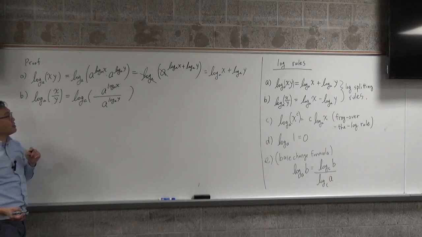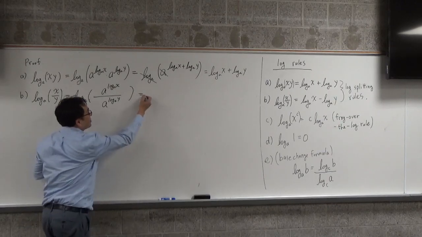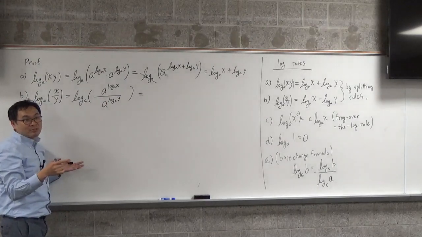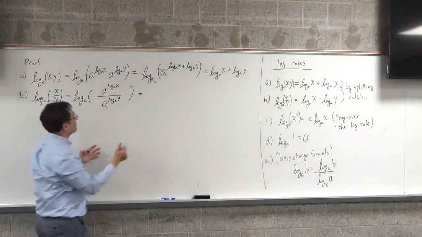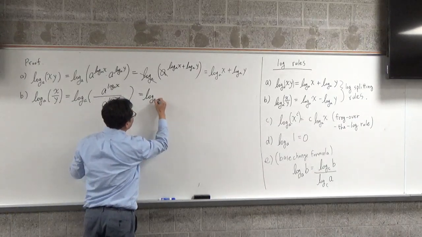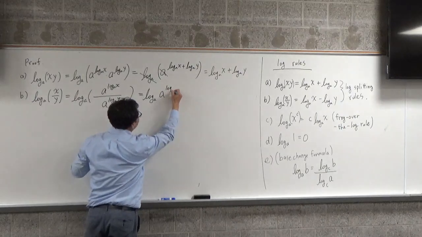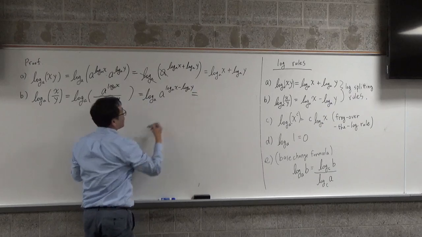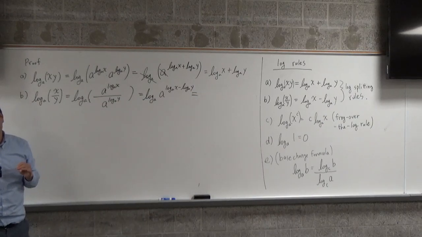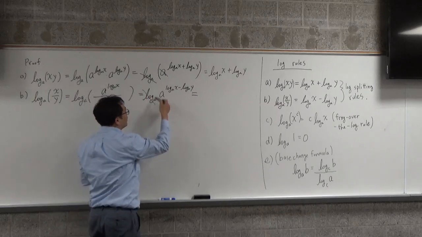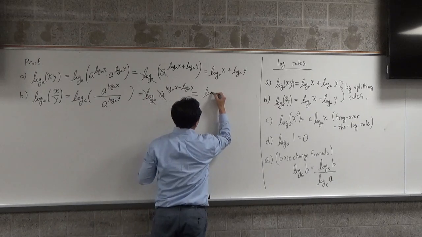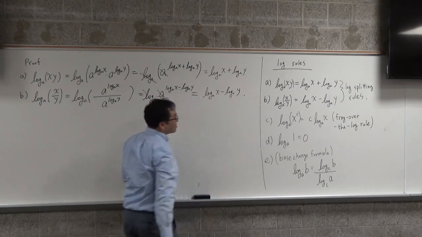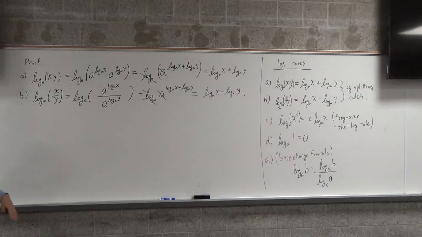Right? Okay. Now what? If you have exponents with the same base, and when you divide, what happens to the exponents? Subtract, right? So you have log base a of a to the log base a of x minus log base a of y. And then how do you finish the proof? Cross out. Done. So we've proved part B.